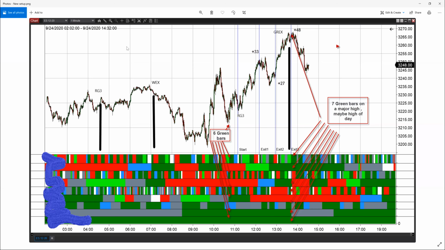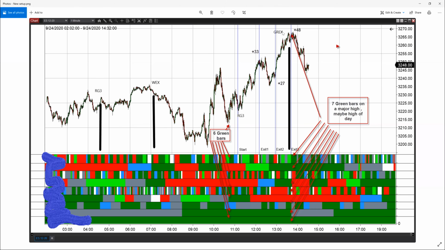Here we go on the last chart I'm going to present here. We have an RG3 trade over here about 0430 in the morning. Was good for about 7-8 points. We have a WEX trade triggering here. It's a nice short around 0700 in the morning. You can see that was a pretty significant move.